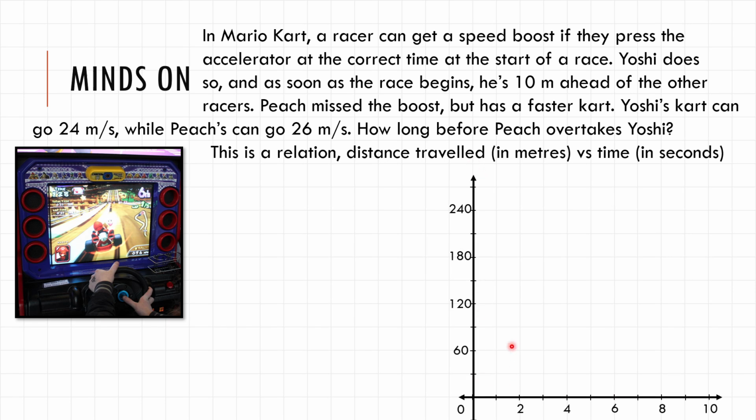So on a graph, we can label this, right? We can say that, okay, this is my d-axis for distance traveled. This is my t-axis for time that has passed.